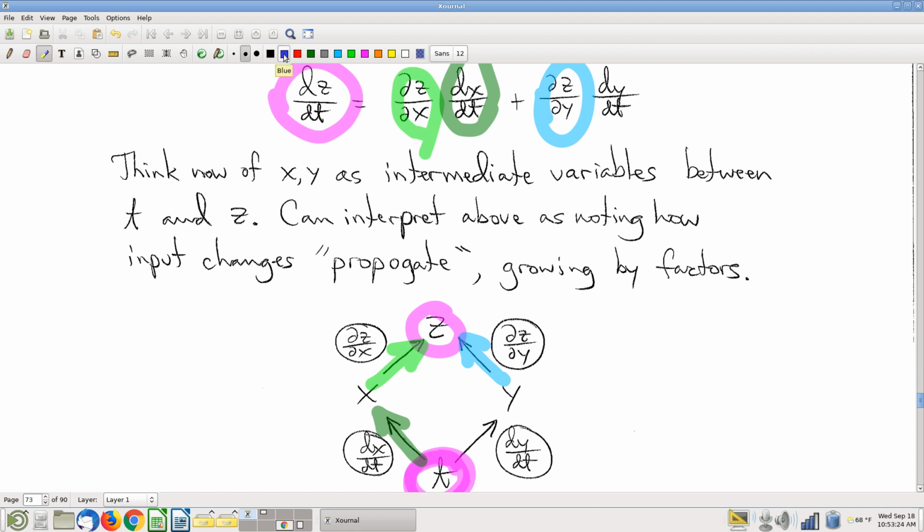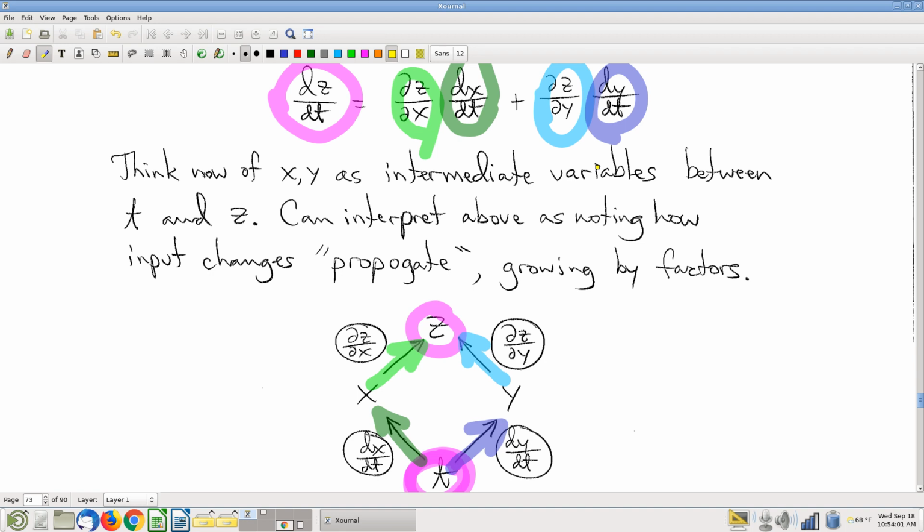How do I know y is changing? Because t is changing. Y is a function of t. Right? So we've got a whole other path along which changes can propagate. Changes in t cause changes in y, magnified by that factor. And then those changes in y cause changes in z, magnified by that factor. Altogether, you multiply these two factors, and therefore this product of factors. So this is a whole separate contribution to how much z is changing.